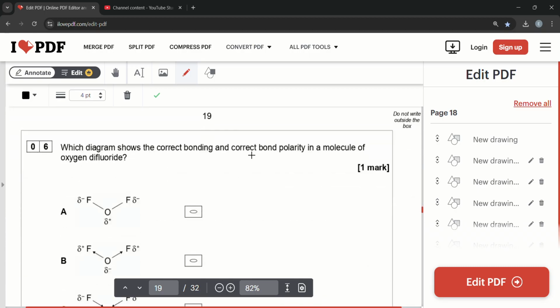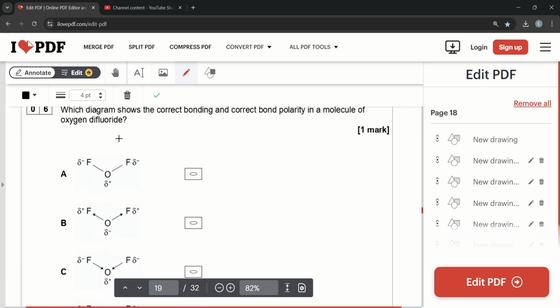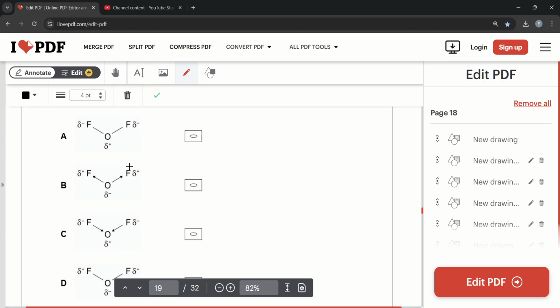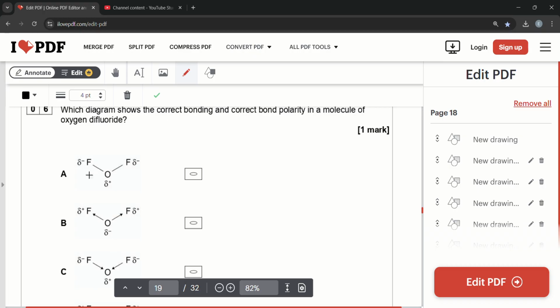Question 6. Which diagram shows the correct bond polarity in the molecule oxygen difluoride? Well, the fluorine is going to be delta negative, the oxygen is going to be delta positive.